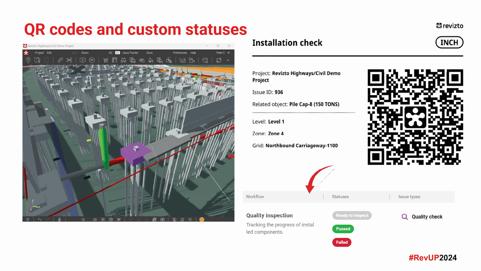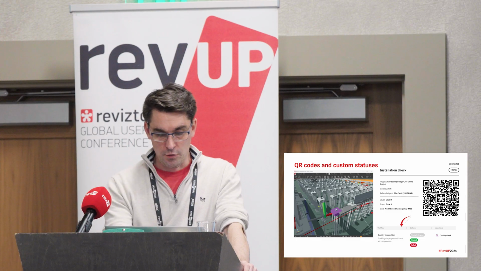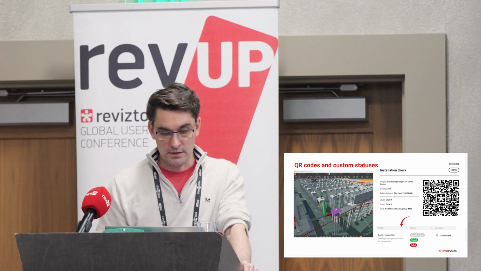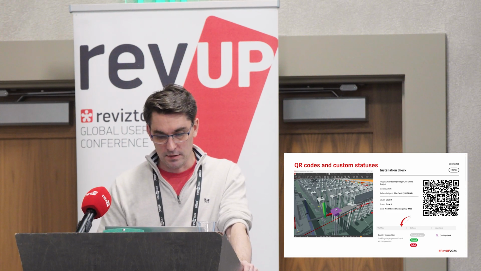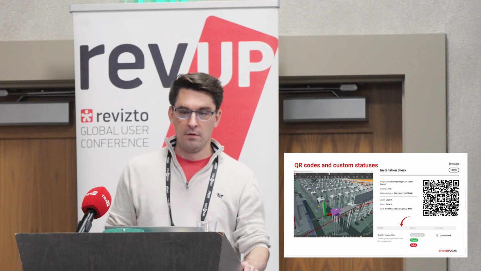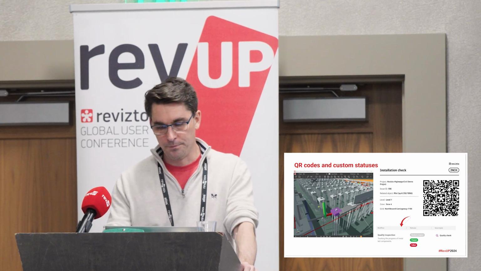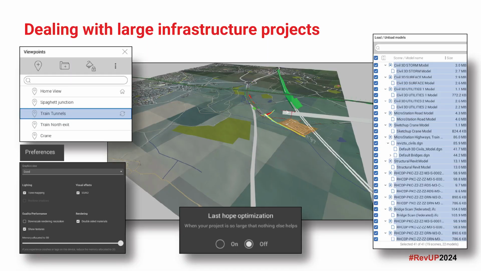underneath there on the bottom right hand corner, there's a very simple example issue for using the custom statuses. So you've got statuses there: ready to inspect, passed or failed. Obviously, they're not standard statuses, they've been created. So dealing with large infrastructure projects, these are really just some tips to manage information of that scale.